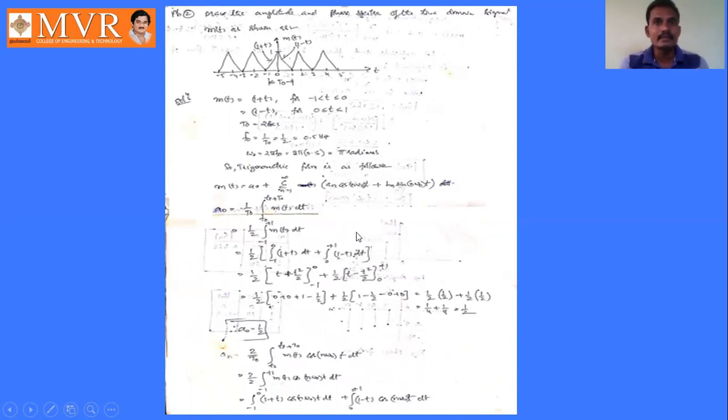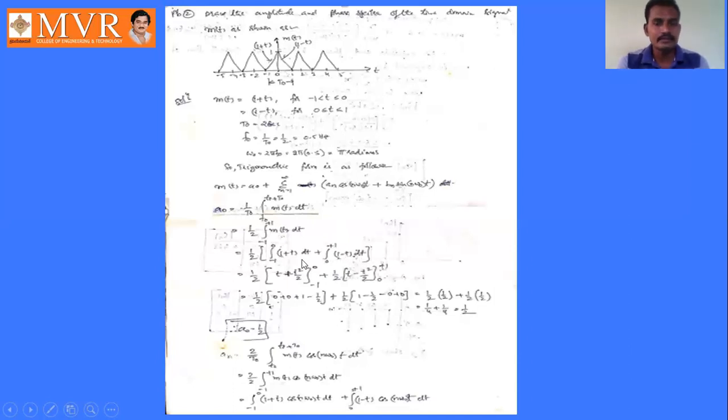Here 1 by T naught is 1 by 2. So 1 by 2 into the integral. Here we have the two m of t functions. We have 2 m of t equal to 1 plus t from minus 1 to 0, and it is 1 minus t from 0 to 1. Okay, so 1 by 2 into integral minus 1 to 0 of 1 plus t dt plus integral 0 to 1 of 1 minus t dt.